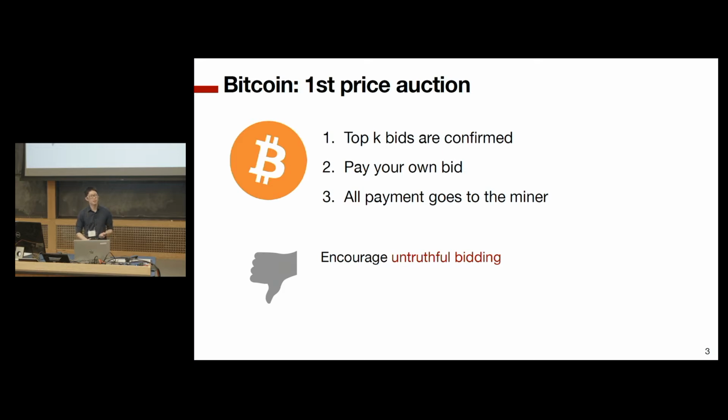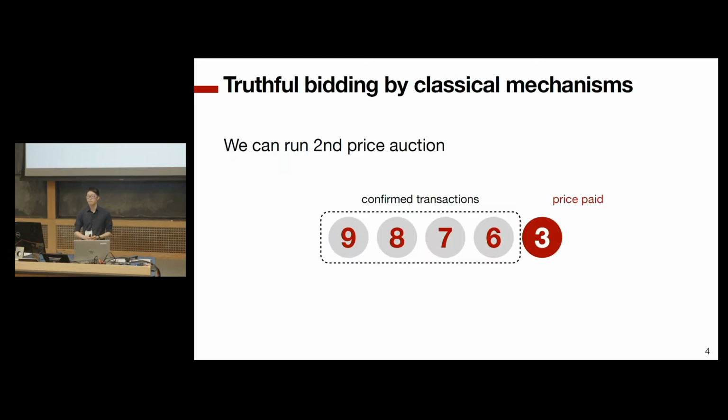So this is bad for the user experience. Can we solve this problem? Yes. We can use the second price auction. In terms of blockchains, the top K transactions are confirmed, but all of them just need to pay the K plus 1 price. And traditional auction theory tells us that in a second price auction, the best strategy for the user is always to bid truthfully.